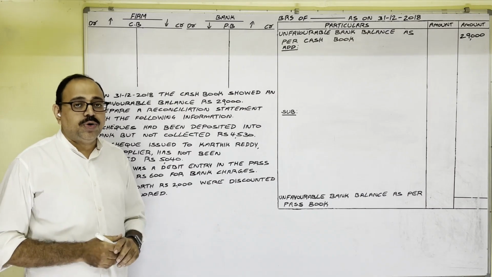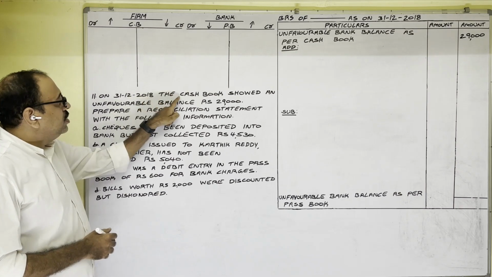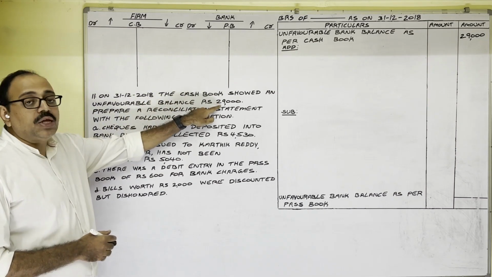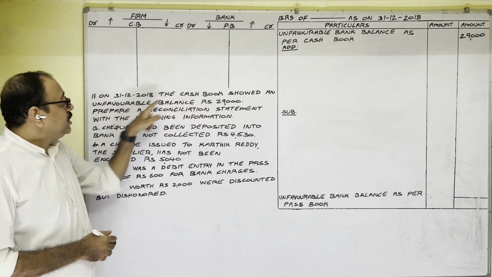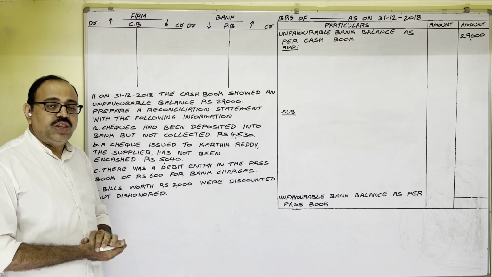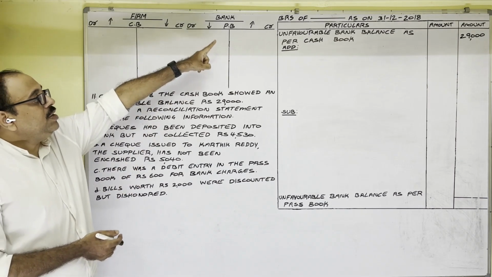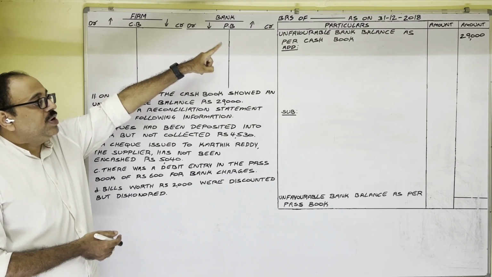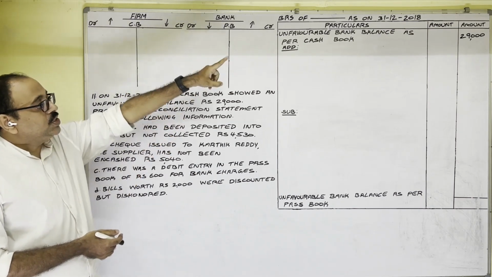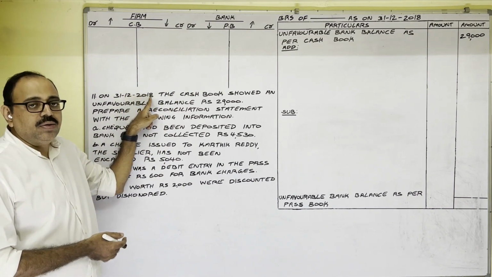The 11th question is on the board. On 31st December 2018, the cash book showed an unfavorable balance of 29,000 rupees. As per cash book, an unfavorable bank balance is given. With that, we have to start the problem. The heading is bank reconciliation statement of dash, because the firm's name is not given, as on this date, 31st December 2018.